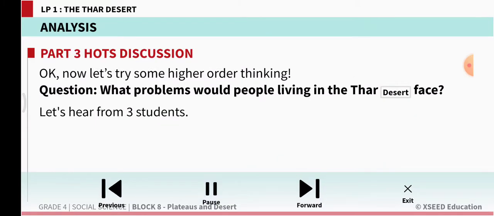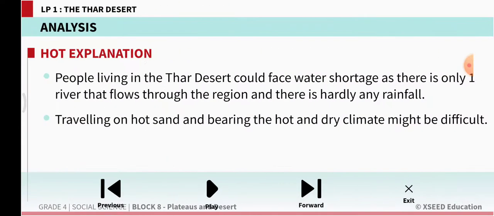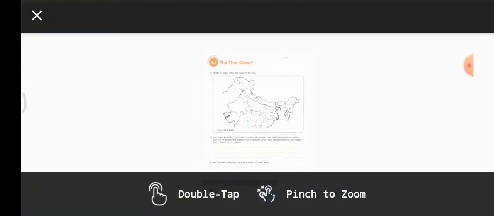So what problems would people living in Thar Desert face? With such a climate and with such water shortage and the land covered with sand, hot sand, what do you think? What kind of problems will the people face in Thar Desert? People living in Thar Desert could face water shortage as there is only one river that flows through the region and there is hardly any rainfall. Traveling on hot sand and bearing hot and dry climate might be difficult. Now let us answer this worksheet.